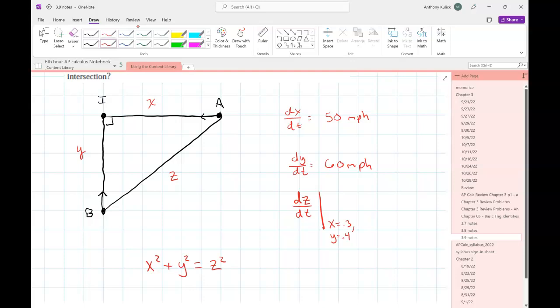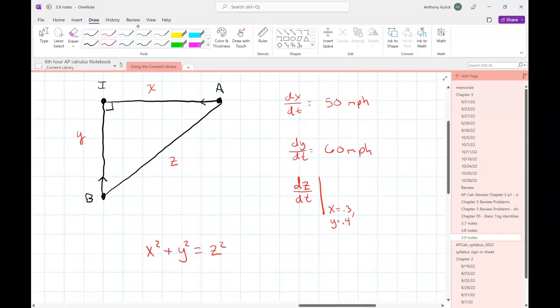So we know something about dx dt, dy dt, and dz dt, so I'm ready to differentiate right now because I don't want to eliminate any of these variables, because I either need to know about them or I have the quantity that I need about it. So let's go.